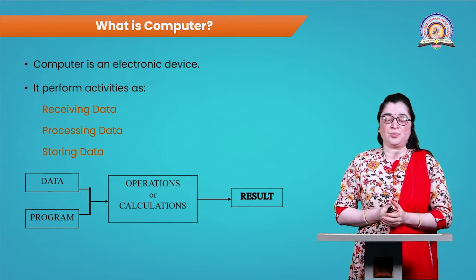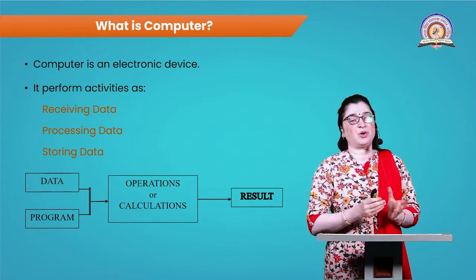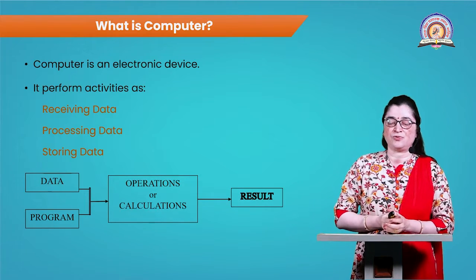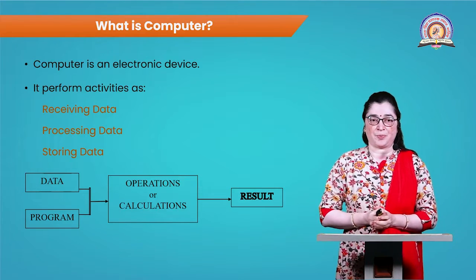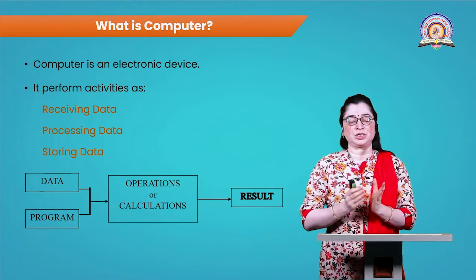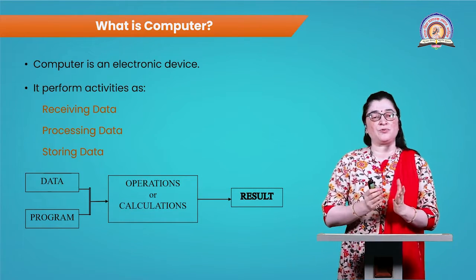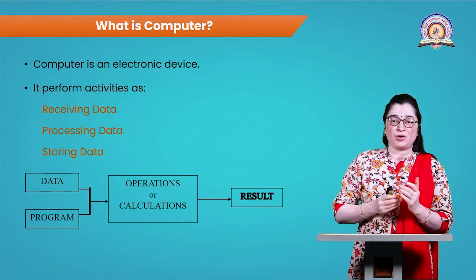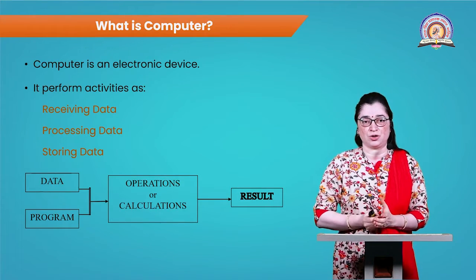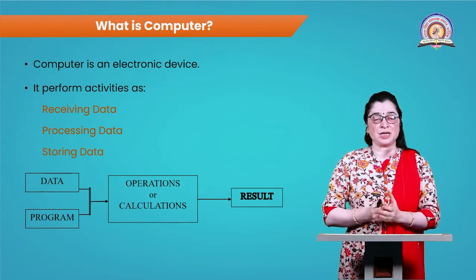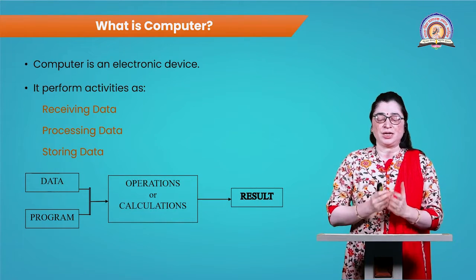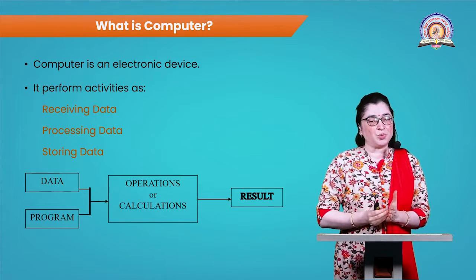The computer system performs various functions like receiving of data, processing of data, and storing of data. Receiving data means it accepts the input, the instructions and data from the user or from the external environment. It performs processing, means it performs some calculations, arithmetic operations or logical operations. Then it stores that data. Whenever these operations are being carried out, it stores the input as well as output and intermediate data.